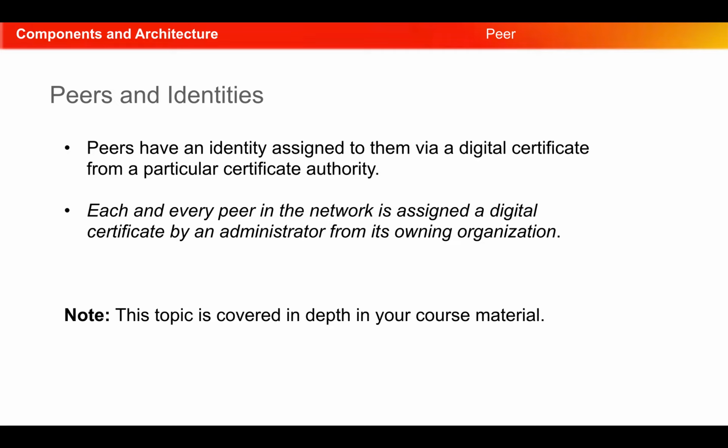Next is peers and identities. Peers have an identity assigned to them via a digital signature or digital certificate from a particular certification authority. Each and every peer in the network is assigned a digital certificate by an administrator from its owning organization. We will cover what this certification authority is, and related topics like MSP, in the coming section. But for the time being, you should know that peers and identities are always associated together.